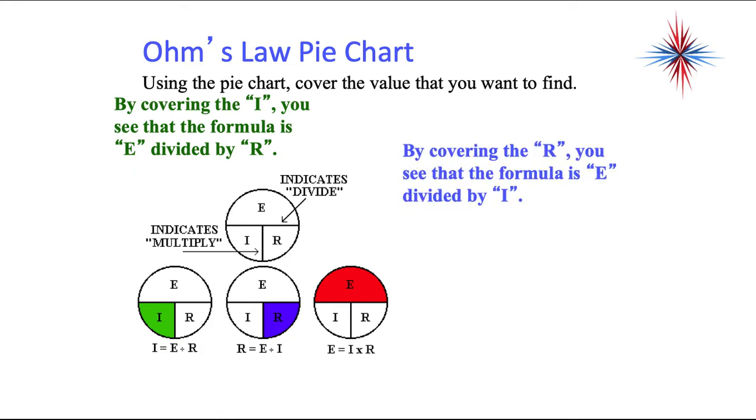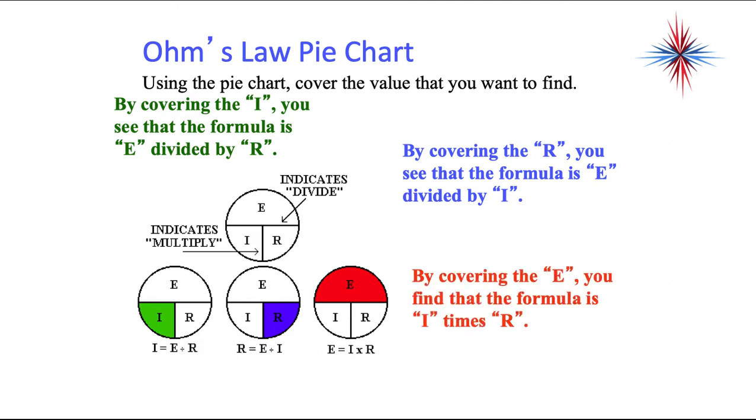So in the first case, by covering the I, you see the formula is E over R, which is E divided by R. In the second case, by covering the R, you see the formula is E divided by I, E over I. In the third example, by covering the E, you find that the formula is E equals I times R, because any two letters next to each other is multiplication. So your three variations of Ohm's law are amperage equals voltage divided by resistance, resistance equals voltage divided by amperage, or voltage equals amperage times resistance.